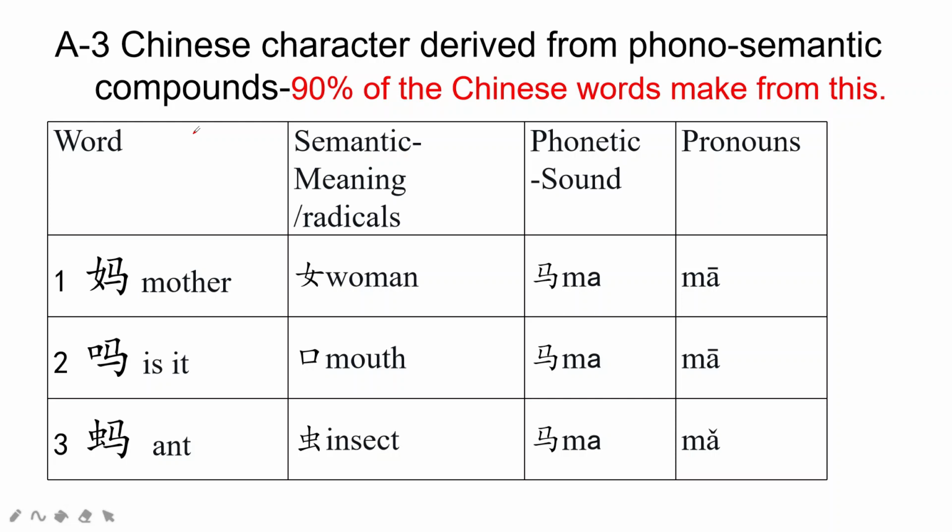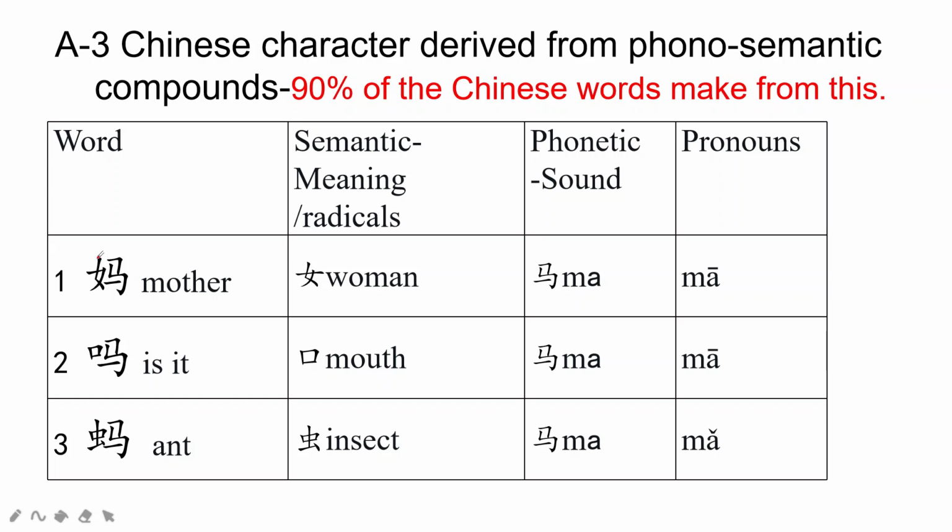Let's come to the third part. The Chinese characters derived from phono-semantic compounds. Almost 90% of Chinese words are made this way. What is a phono-semantic compound? Let's take a look at this word. This word is pronounced ma.